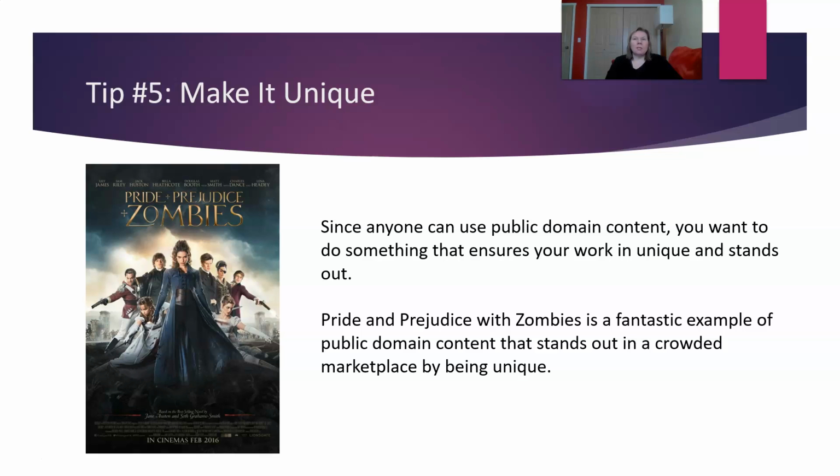Some things you can just pull and take as is, but if you are trying to put content out there, it's sometimes easier and you'll get more people interested if you make it unique. So for example, Pride and Prejudice and Zombies is an example of public domain content that stands out in a crowded marketplace by being unique. And the way, this is actually a book and then they made it into a movie, but the way the book works is they actually take Pride and Prejudice and break it up, and then they put sections of their own content in between little sections of Pride and Prejudice. So it's kind of a fun way to take advantage of a classic.